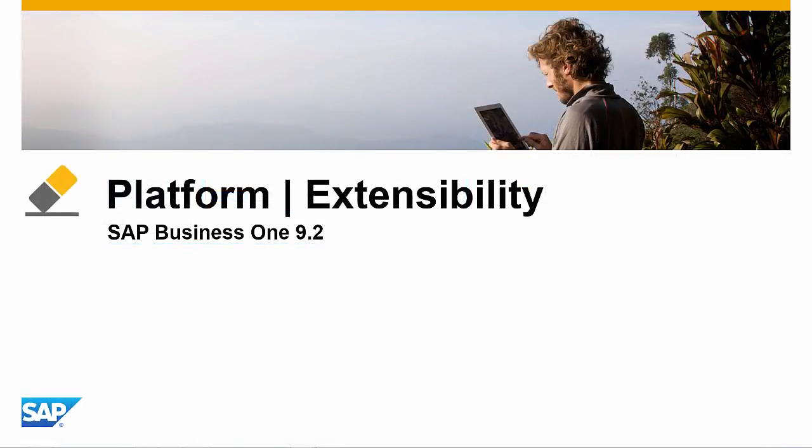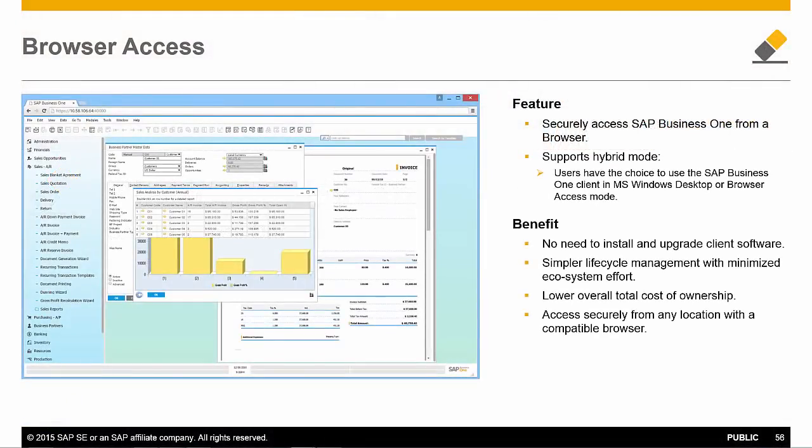Finally, we are going to take a look at several platform and extensibility topics for Release 9.2. Browser Access offers simple remote access for on-premise customers, ultimately lowering the overall total cost of ownership with no need for a remote desktop connection and corresponding license for most users. No client upgrades means simpler lifecycle management with minimized ecosystem effort. You can securely access SAP Business One from any location with a compatible browser.